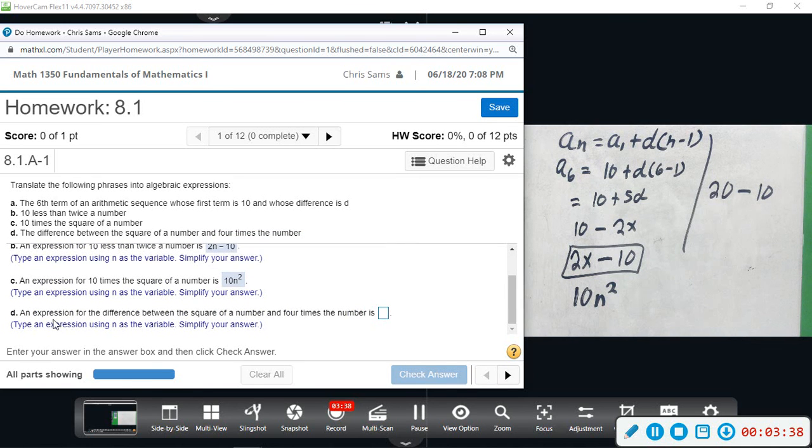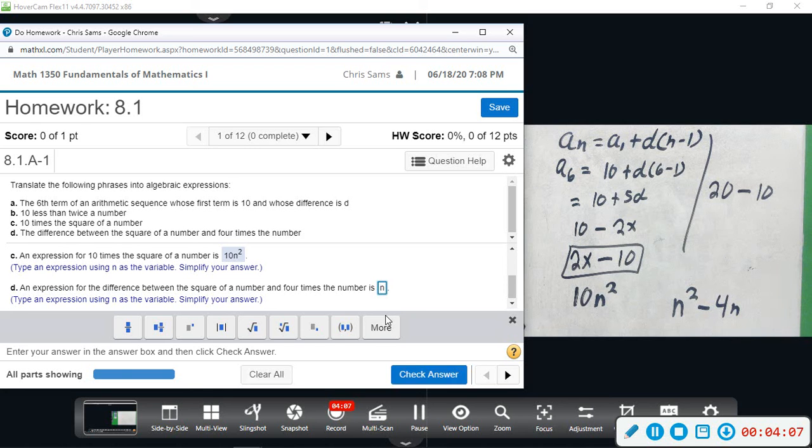And then D, an expression for the difference between the square of a number and 4 times the number. The difference, so we're subtracting the square of a number and 4 times a number. So some number squared, the square of a number, and 4 times a number, so 4n. We're going to take the difference between those two, and we're continuing to use n as our variable. So n squared minus 4n.